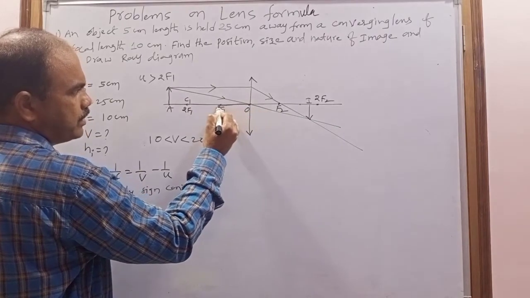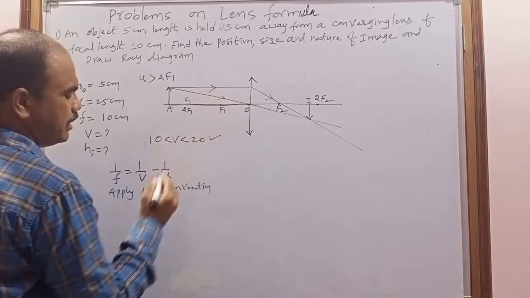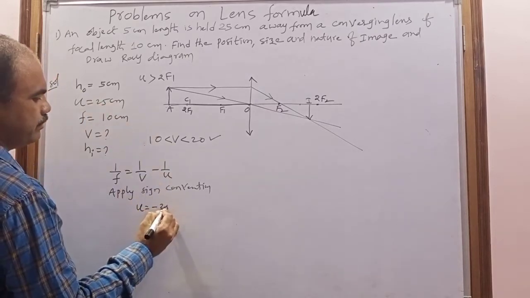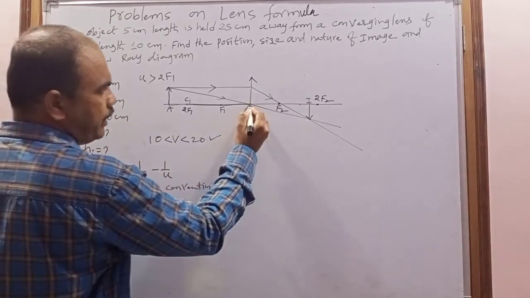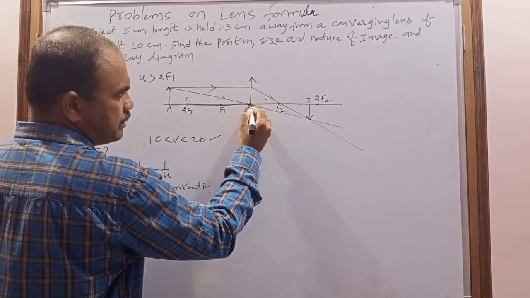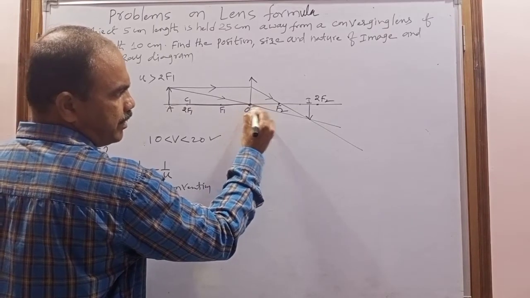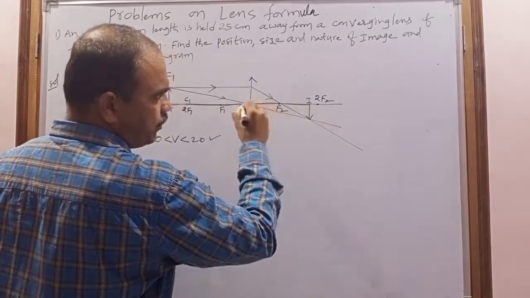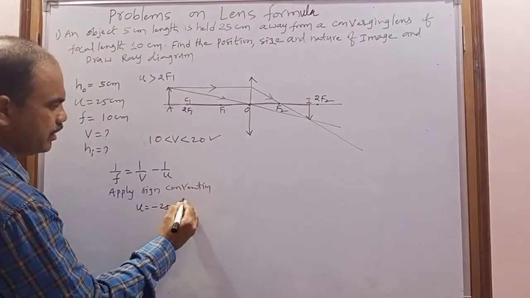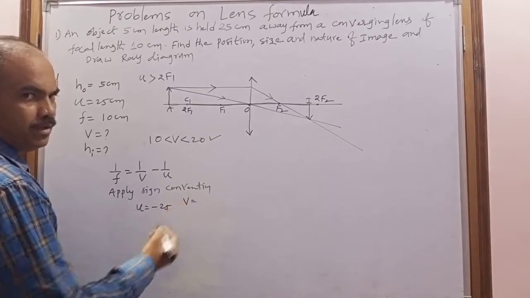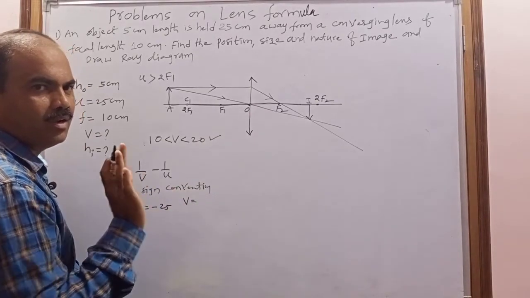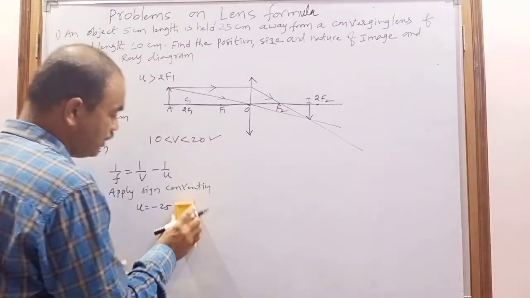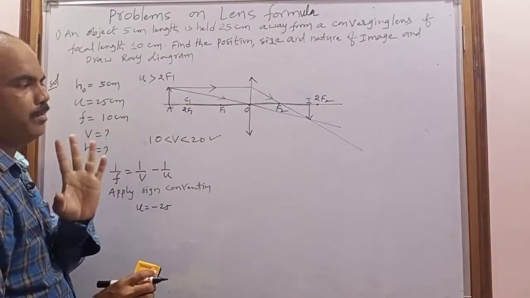You are moving in which direction? Opposite to the incident ray. That's why u will be negative, so minus 25. Next, to find the image distance, the distance between the optic center and the image, you move in the direction of incident light. That's why v is positive. But don't apply the unknown things, so there is no need to write the sign convention for v. This you have to remember.